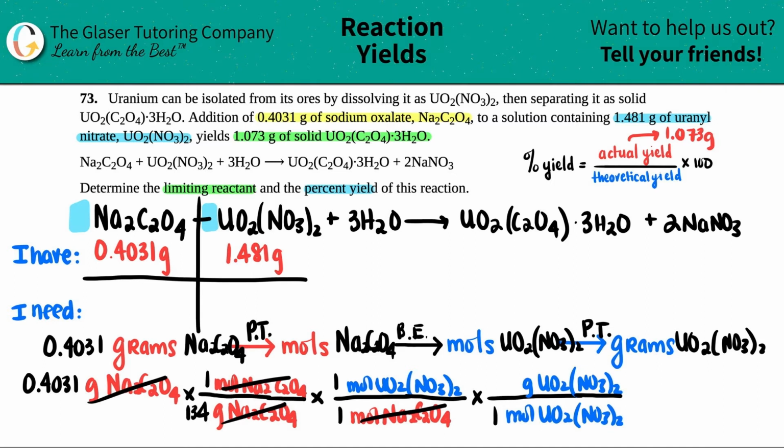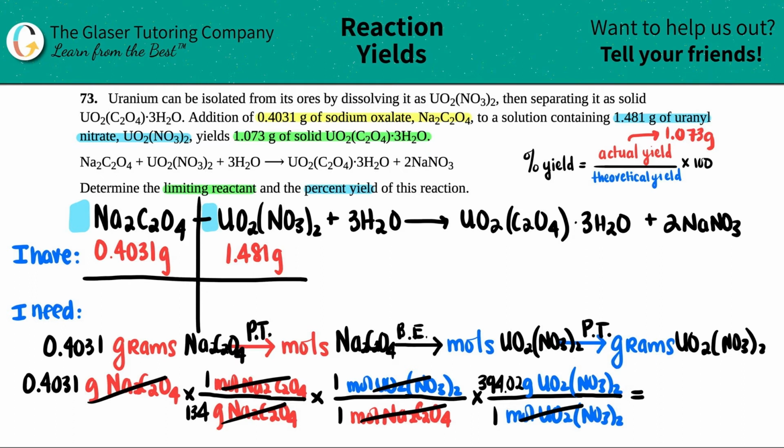So let's see. I have 1 uranium, and I believe uranium is somewhere. Okay, it's number 92. So it's 238 on the periodic table, plus 2 times 16. That's for the oxygen. And now I have 2 more nitrogen and 6 more oxygen. So I'm going to add 2 times 14.01. And then I'm going to add the 6 times 16. So I get 394.02.